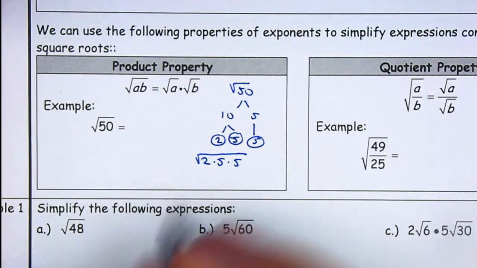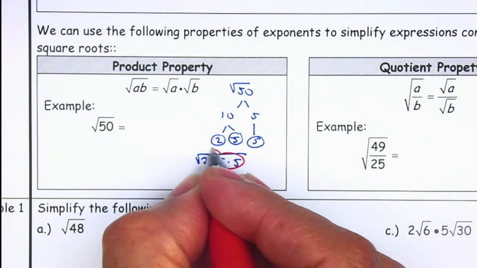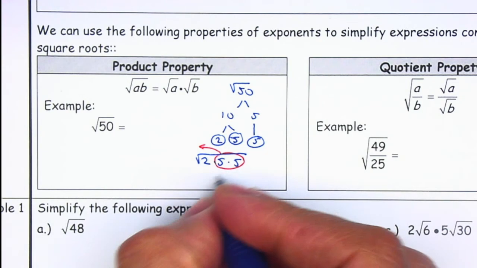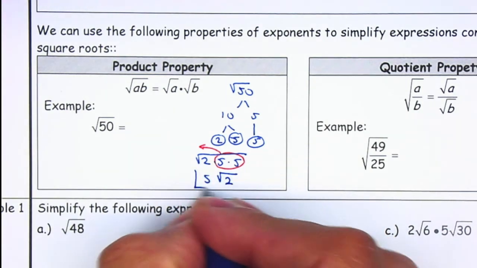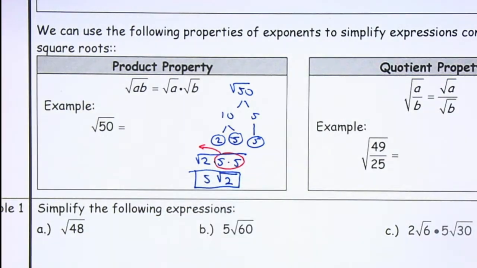And because this is a square root, I'm going to take out the pairs. So I'm going to circle the pairs. 5 times 5 is 25, and the square root of 25 is 5. Notice every time I have pairs or twins, I take them out only as one of them. There are two 5s inside, I only take them out as one.